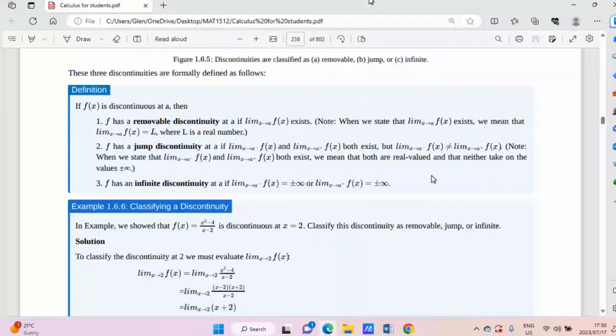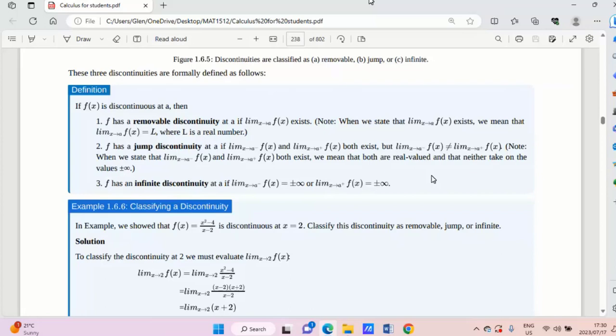Okay. And then if the limit exists and it's equal for both sides, meaning the left and the right are equal, then what is it going to fall under? If the limit exists, that is what number 1 is saying. Number 1 says f has a removable discontinuity at a if the limit of f of x as x approaches a exists, full stop.